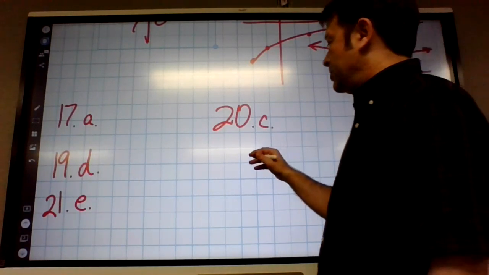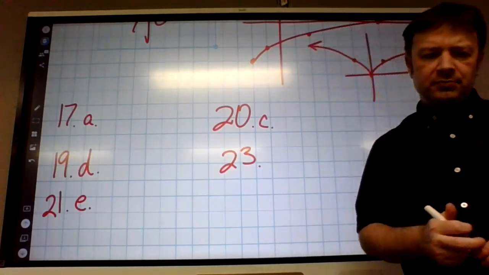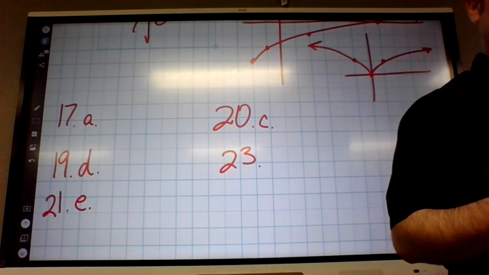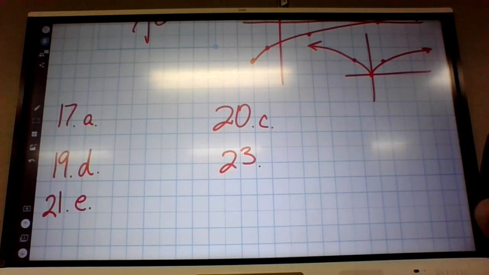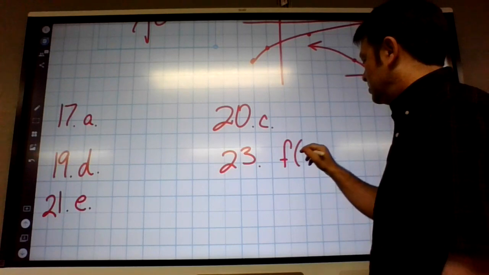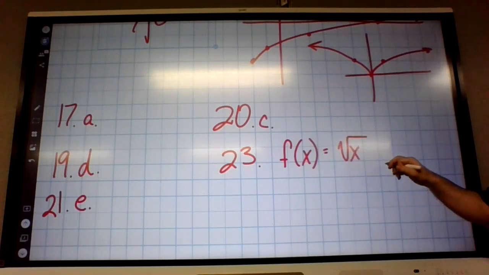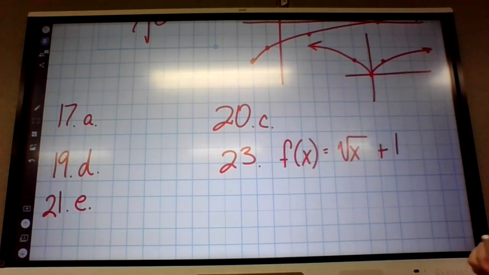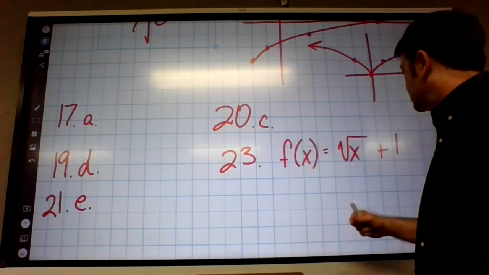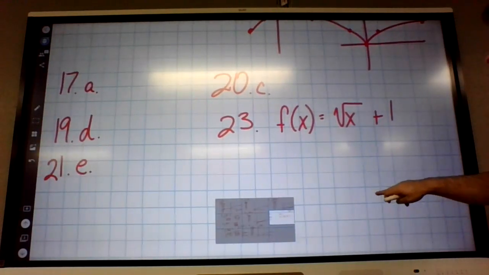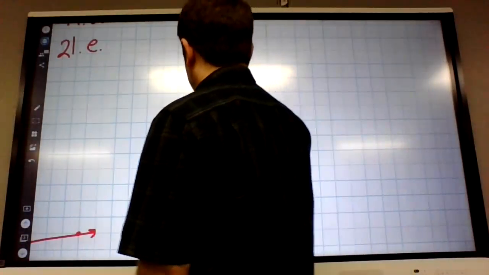Okay, 23. So we got to write our own function. They use the f of x equals. Okay. So 23 says we want it to move up 1. So how do we make the graph move up 1? Yeah. Go square root of x, and then outside of it plus 1. Right. Let's put a plus 1 out there. Yeah, that moves the graph up 1.